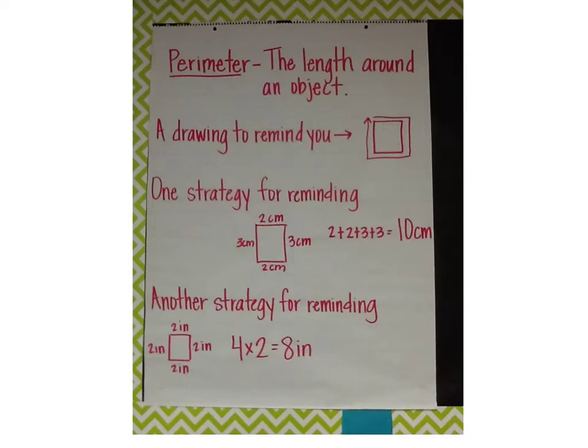In this situation, we add the 2 plus the 2 plus the 3 plus the 3, which means the perimeter of our shape would be 10 centimeters. Another strategy that works when all of your sides are the same, for instance in a square that you see, would be to take the 2 inches for each side and multiply it by how many sides you have, which would be 4. So 4 sides times 2 inches each would equal 8 inches as your perimeter.